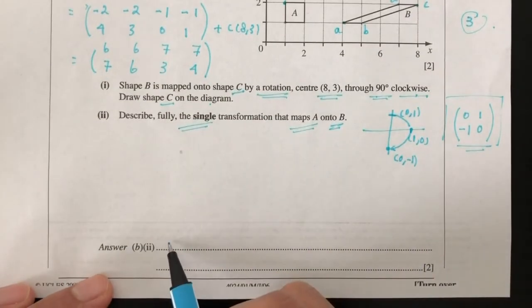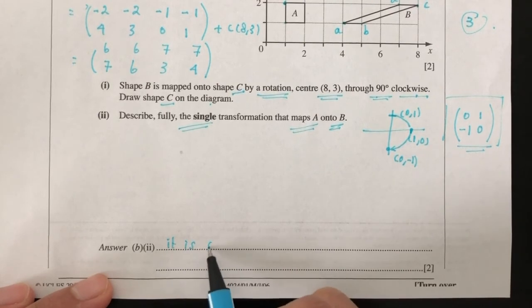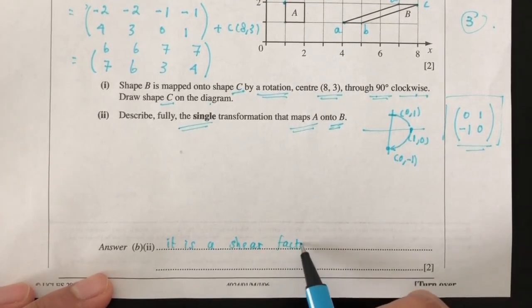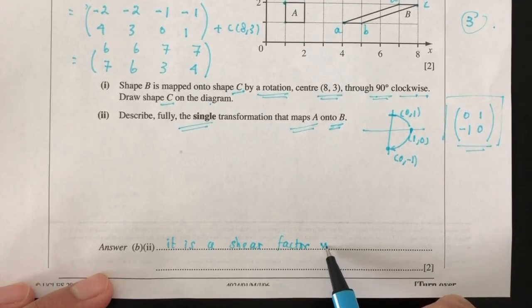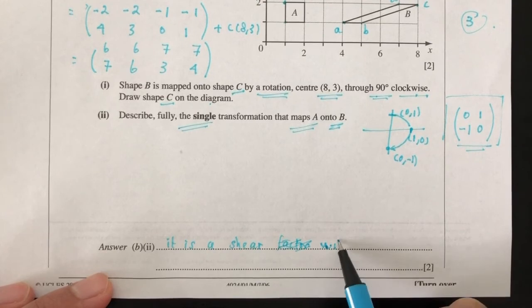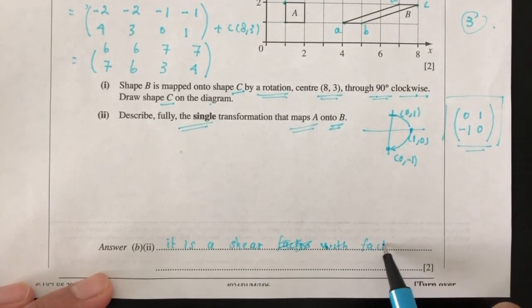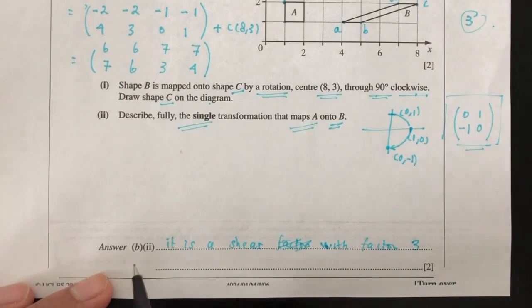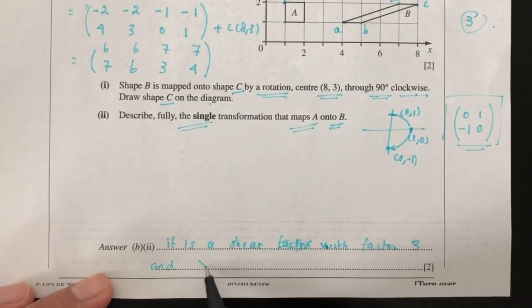So you say it is a shear with shear factor 3, as you have seen here, and the x-axis is the invariant line.